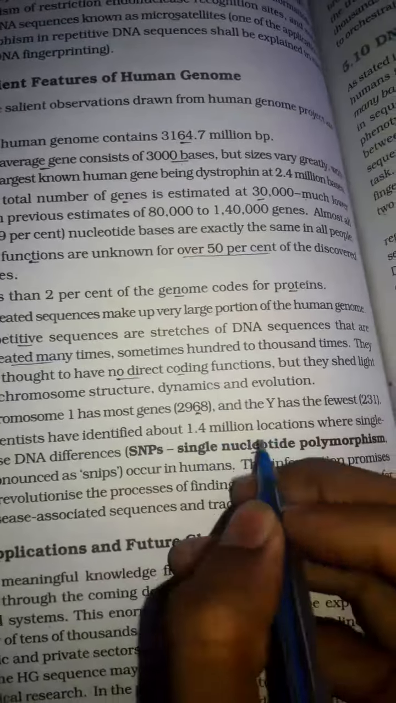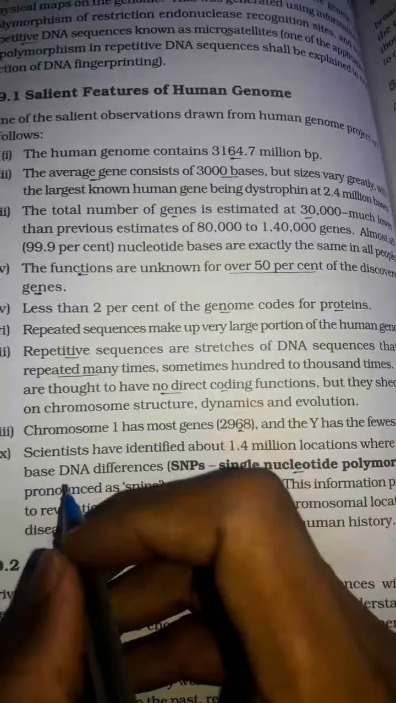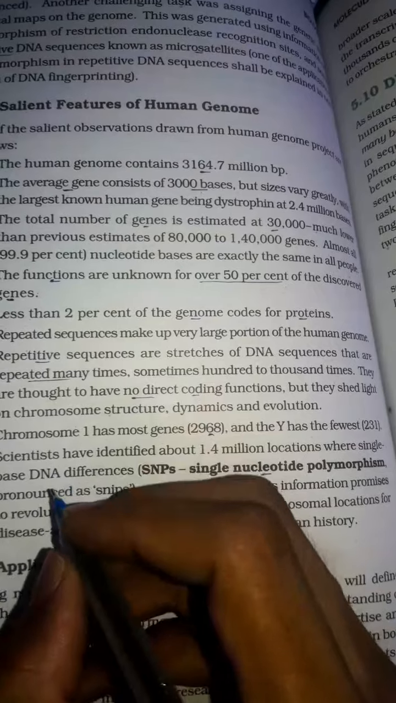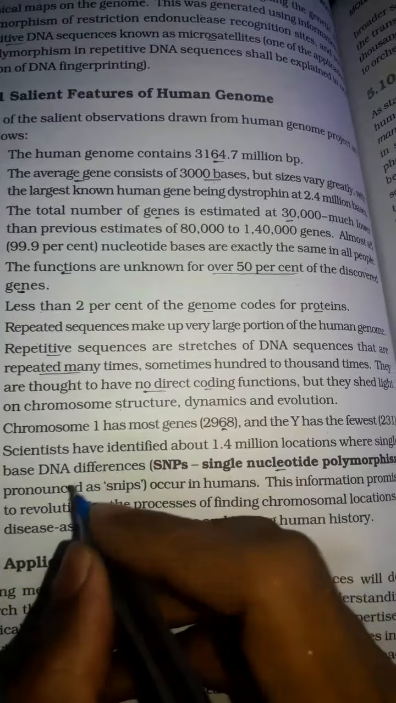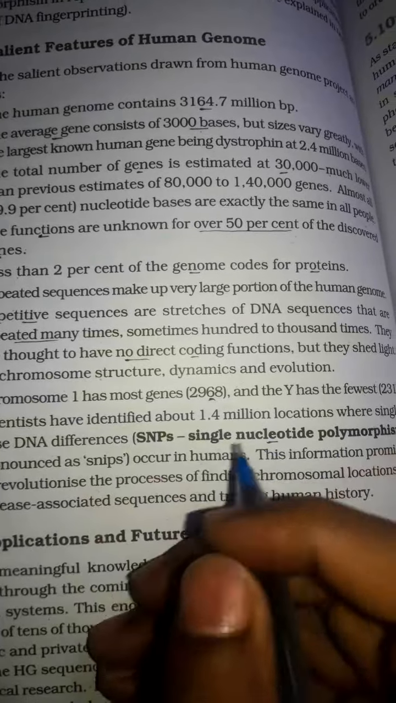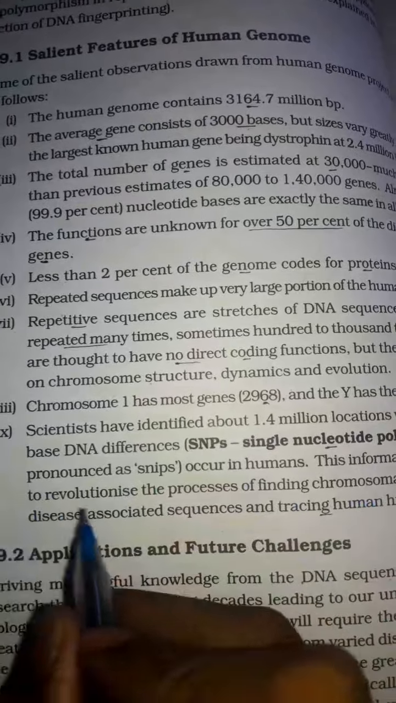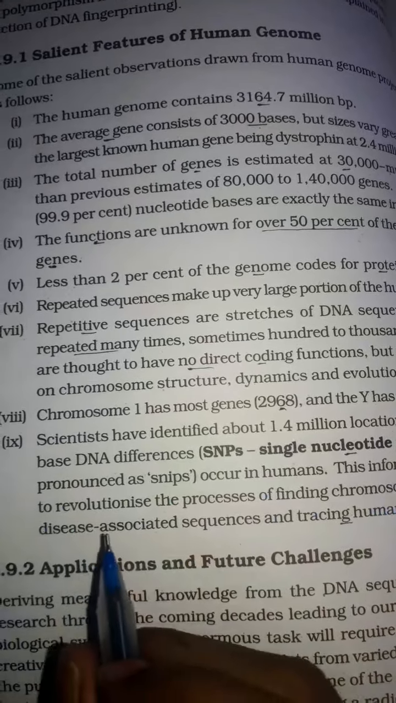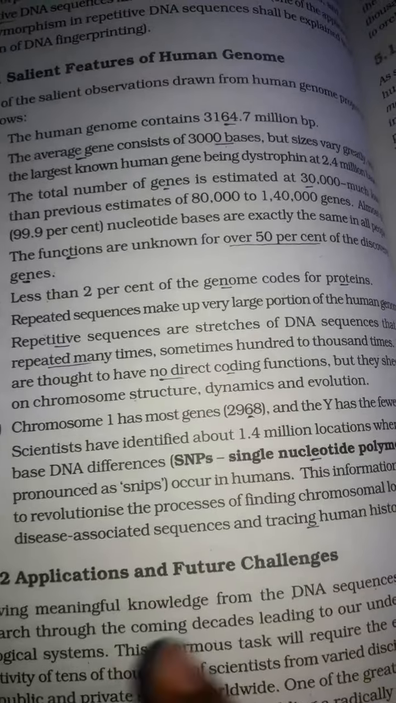Then there are 1.4 million locations where SNPs, single base DNA differences, single nucleotide polymorphisms, occur, and these are also used in the study of disease and tracing human history.